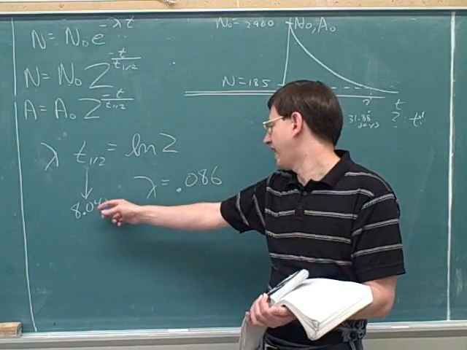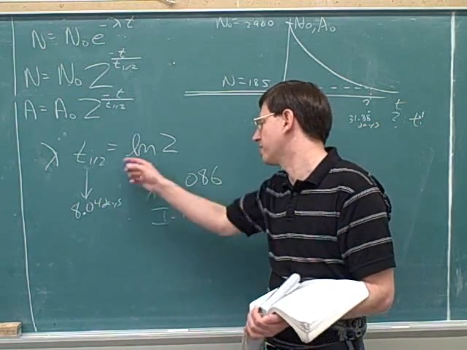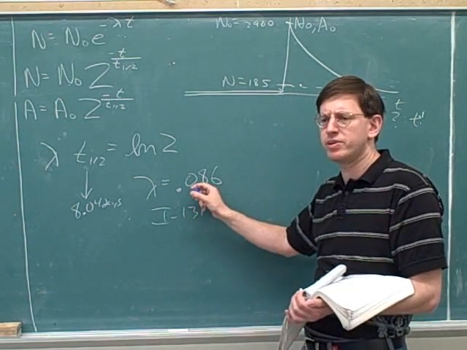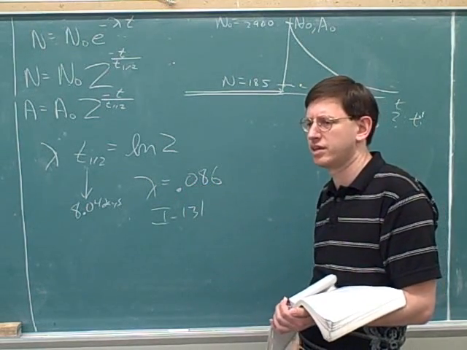The table gave me this is the half-life, but I wanted to do a problem with lambda, so I figured out the lambda here. So this was the lambda we did for the previous problem. How would we interpret this number? How do we interpret this decay constant?